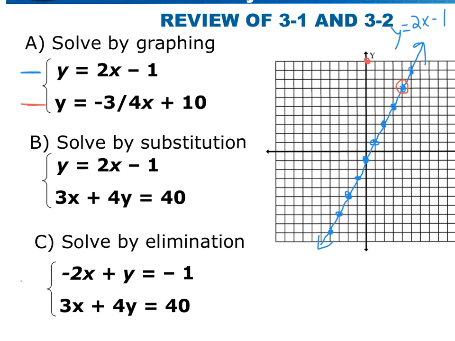1, 2, 3, 1, 2, 3, 4. I'm going to put one more point. You only need 2 points to make a line. 3 points, however, makes it really, really more accurate. And draw our line through that graph. Again, we want to label what that equation is. In this case, y equals negative 3 over 4x plus 10.